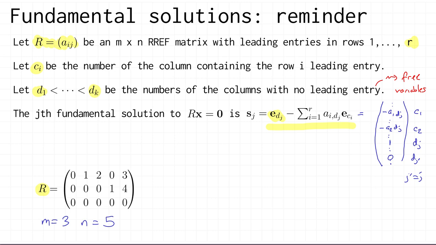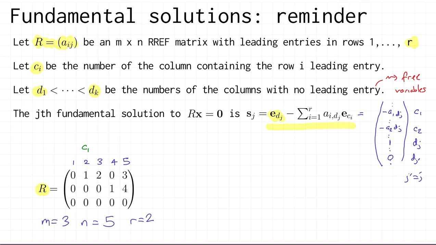There are leading entries in rows 1 and 2. So R is equal to 2. If we look at these columns, there are columns labeled by numbers 1, 2, 3, 4, 5. There are 5 columns. C1 is supposed to be the number of the column with the row 1 leading entry. So here C1 is equal to 2.